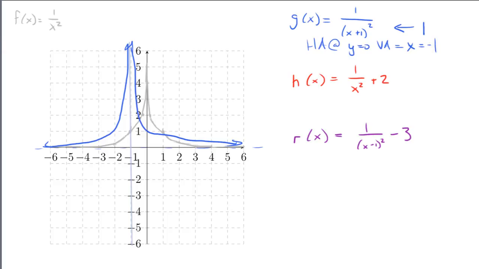h of x is going to do something similar here. It's going to have a horizontal asymptote at y equals not 0 but +2, right? So this is moving it up 2, and it's not going left or right. It's got a vertical asymptote at x equals 0.